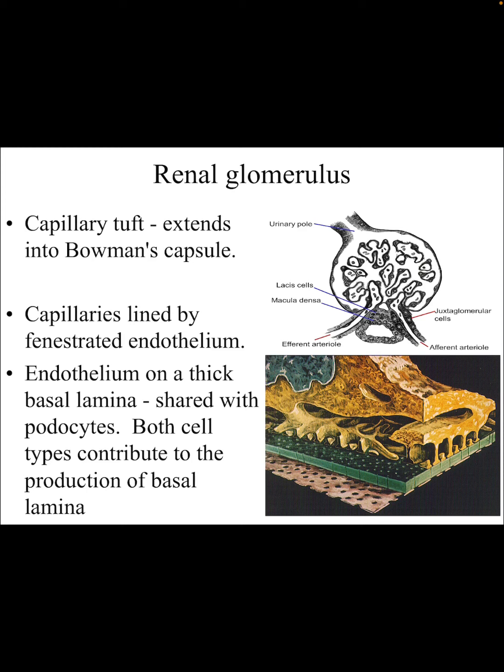The second structure we have in the renal corpuscle is the renal glomerulus. Very simple, it consists of blood capillaries. These blood capillaries are lined by fenestrated endothelial cells. And we can see here the area of the basement membrane. As we can see here, this basement membrane is a fused basement membrane of the simple squamous cells of the podocyte and the simple squamous cells of the endothelium.